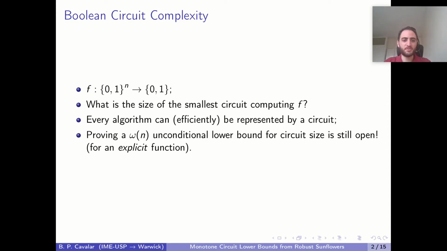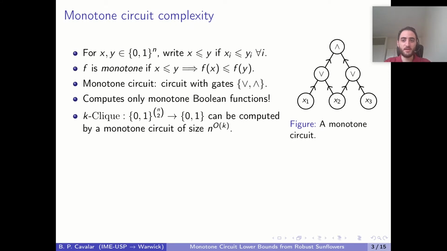However, proving superlinear unconditional lower bounds for circuit size is still open. We know that almost every Boolean function requires exponential Boolean circuit size, but we haven't been able to prove a superlinear lower bound for an explicit function. So that motivates monotone circuit complexity. We're interested in whether restricting the circuit in some way helps us to prove lower bounds.